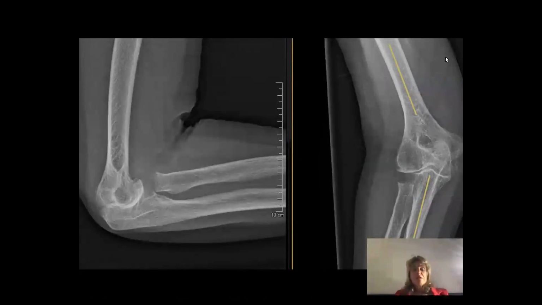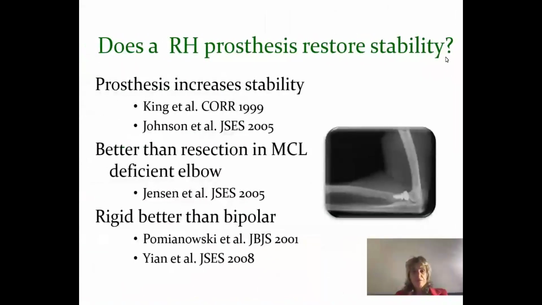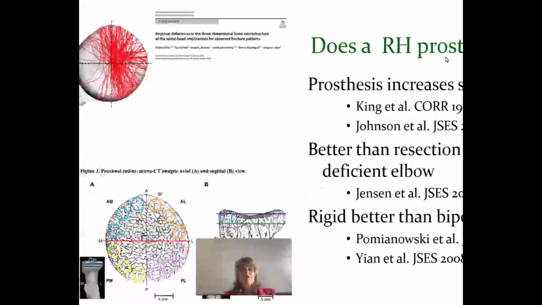Like in this case, there has been a resection of the radial head in case of MCL or UCL insufficiency, but finally results in tremendous instability of the elbow joint. And yes, those radial head prostheses can restore stability, and I come to that later on.